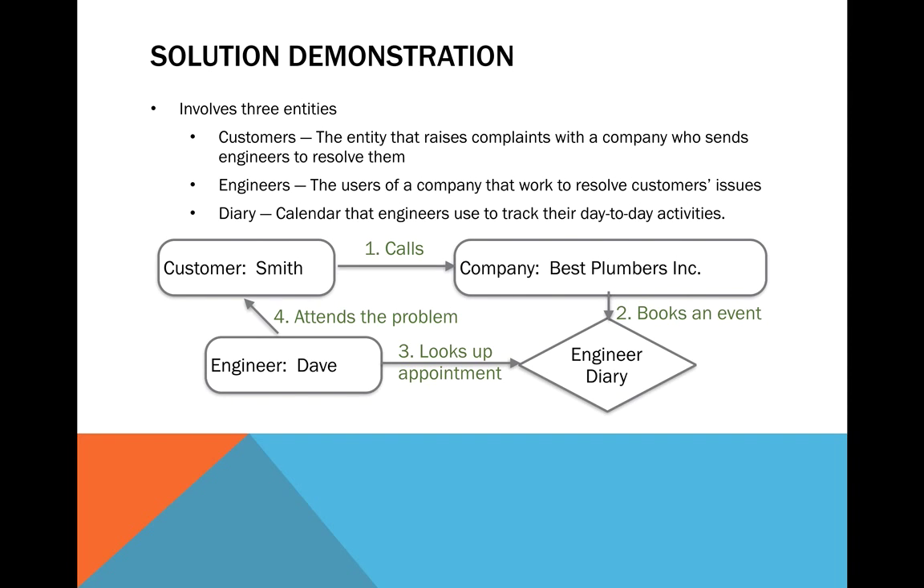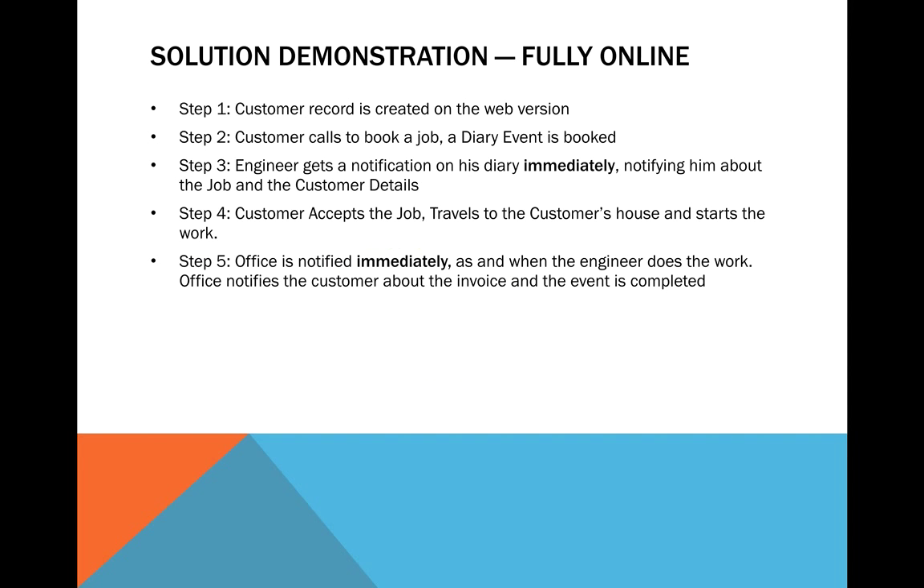So typically a customer, Smith, calls a company, which in this case I'm assuming is a plumbing company, so they go to Best Plumbers, who books an event for the engineer in a diary. The engineer, who is operating on a mobile system and is in some place, looks at the appointment, makes sure he's able to go there, and then attends to the problem. We're just going to look at how the solution plays out in both an online system and an offline system.